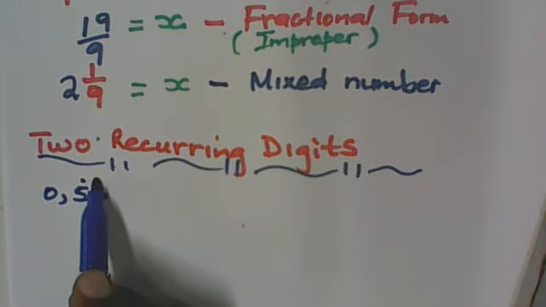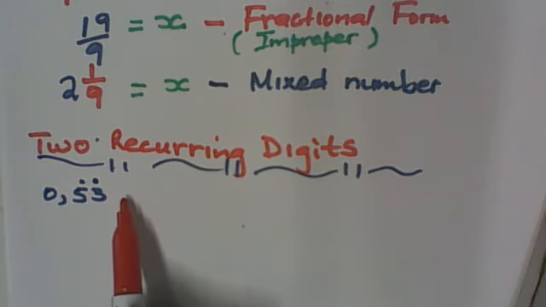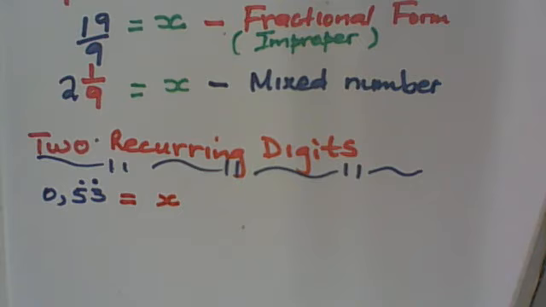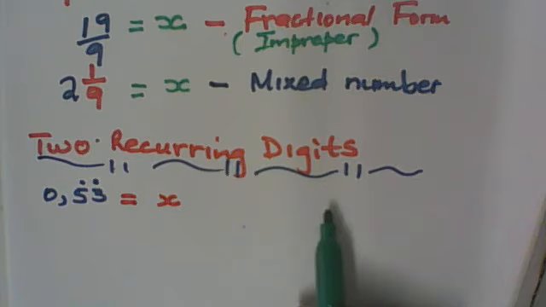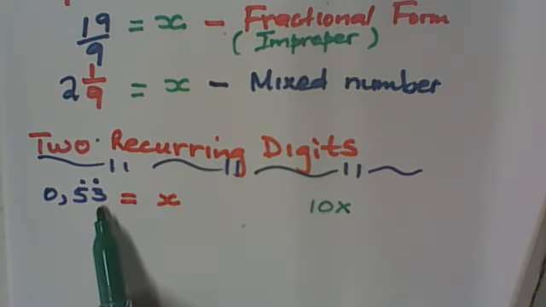0.53, these two digits recur. Using our recipe, we let this be equal to x. And then, how many digits recur here? It's 2. So what do we do? We take the recurring digits, that will be 10 times the number of recurring.